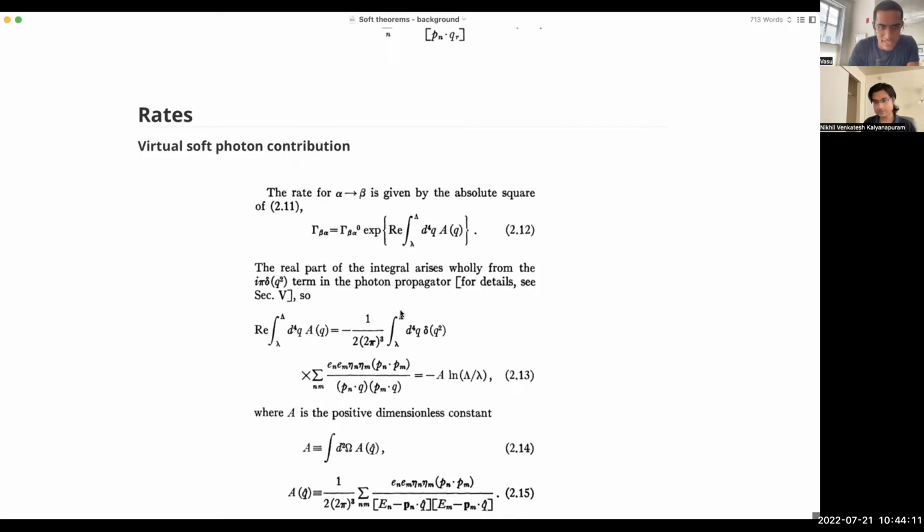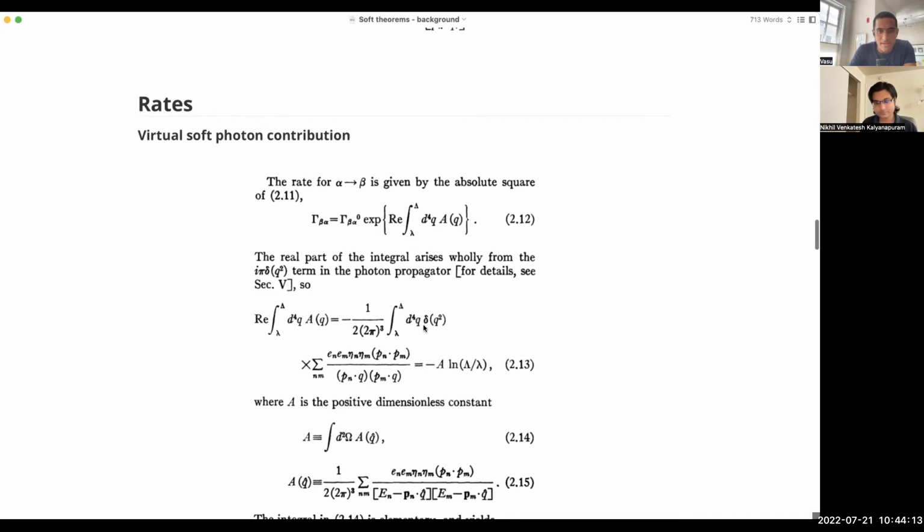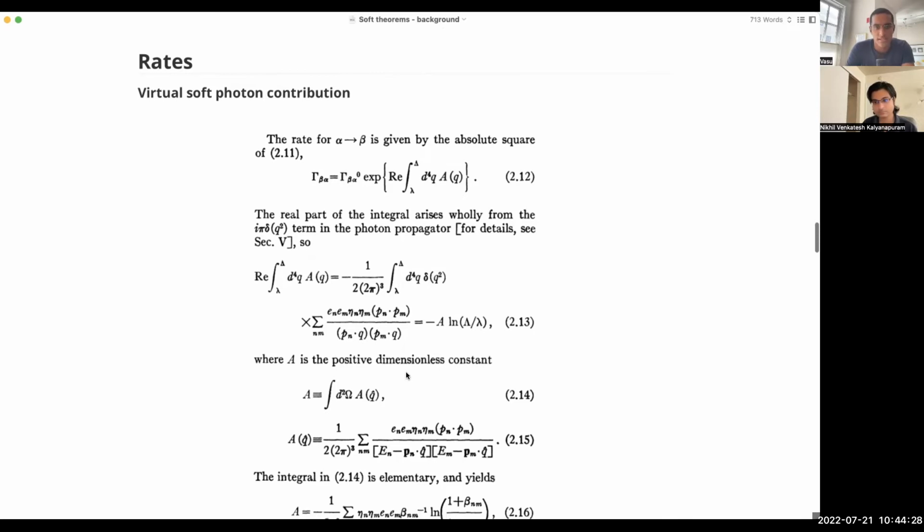But anyway, here, the fact that this is a delta function makes the evaluation of this integral somewhat simple. And the result is that you're going to have a logarithm of the ratio of the UV to IR cutoffs multiplied by a dimensionless constant A. The dimensionless constant A is just the angular integral over A evaluated on q.